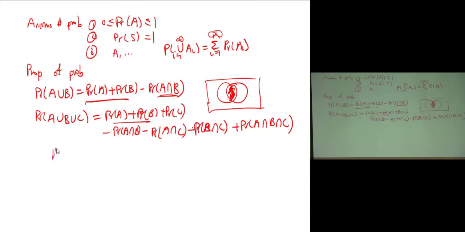Just remember, if an event A is a subset of another event B, then the probability of A must be less than or equal to the probability of B. It's a subset or proper subset. What does it mean? It means that all the outcomes in the event A also appear in event B. Then we say that A is a subset of B.